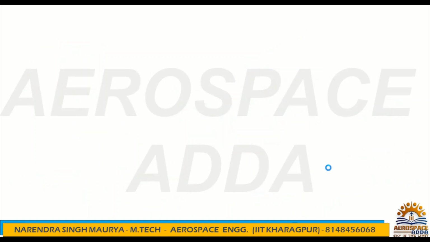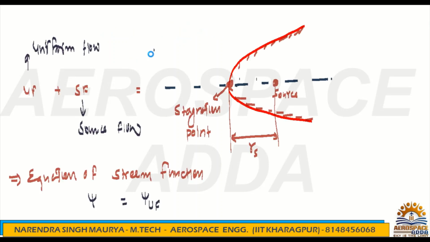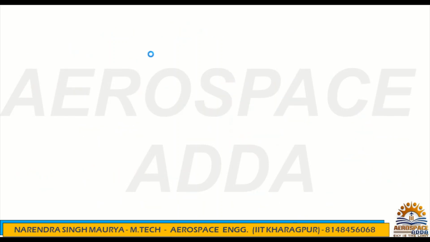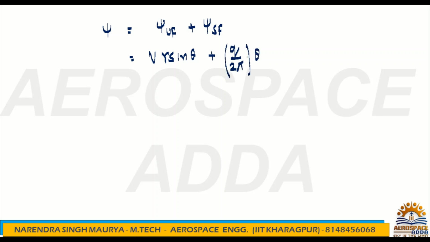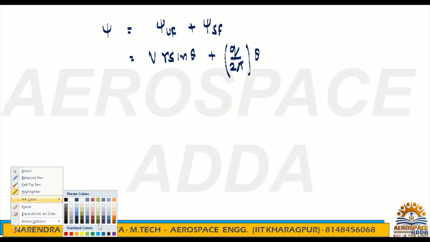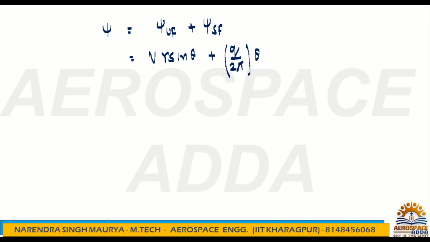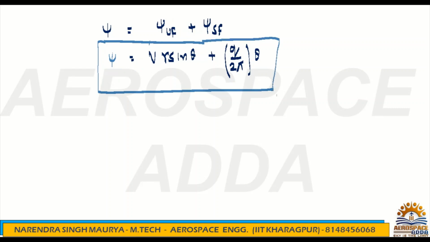Now what is the stream function psi? Psi is nothing but psi uniform flow plus psi source flow. Here you have psi uniform in polar format. Y is nothing but, as you just wrote, r sine theta. So this will be v r sine theta plus q by 2 pi theta. Now we have to increase our speed a little bit, because the basic concept you have got here. Now we simply have to perform some calculation. So this is the stream function equation. You can take either one, it's your choice, but sometimes the potential function is also required.